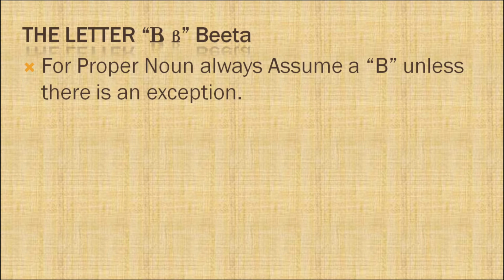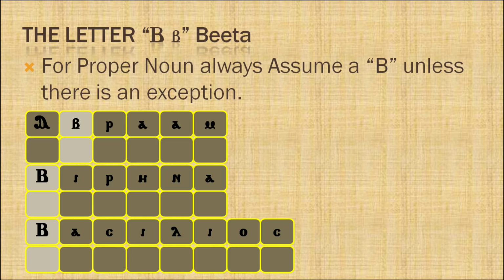Now let's switch to proper noun. With proper noun, it gets crazy, because with proper nouns you always assume it's a B unless there is an exception. Proper noun, always assume a B, unless there is an exception. What is the exception? An unwritten rule.